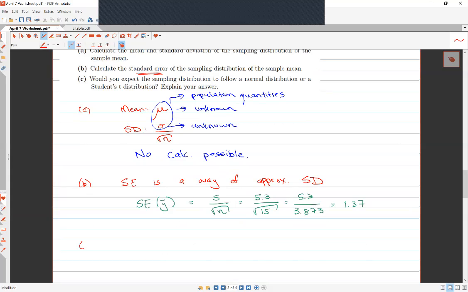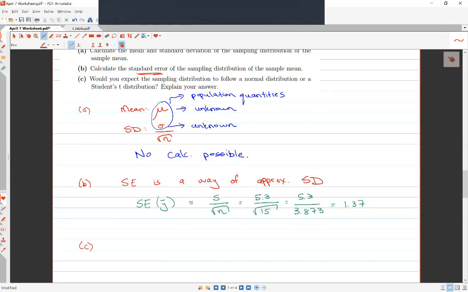And again, just thinking back to proportions, there you also have a standard deviation formula and a standard error formula. The one you use depends on whether you know the population proportion or the sample proportion. So same idea. Standard error is just an approximation of standard deviation.